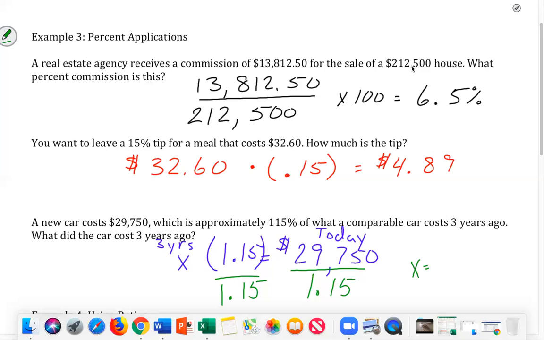Okay. Well, when I do $29,750 divided by 1.15, I get $25,869.57. Is that what you guys got? Yeah. Okay. Yes. Fantastic.